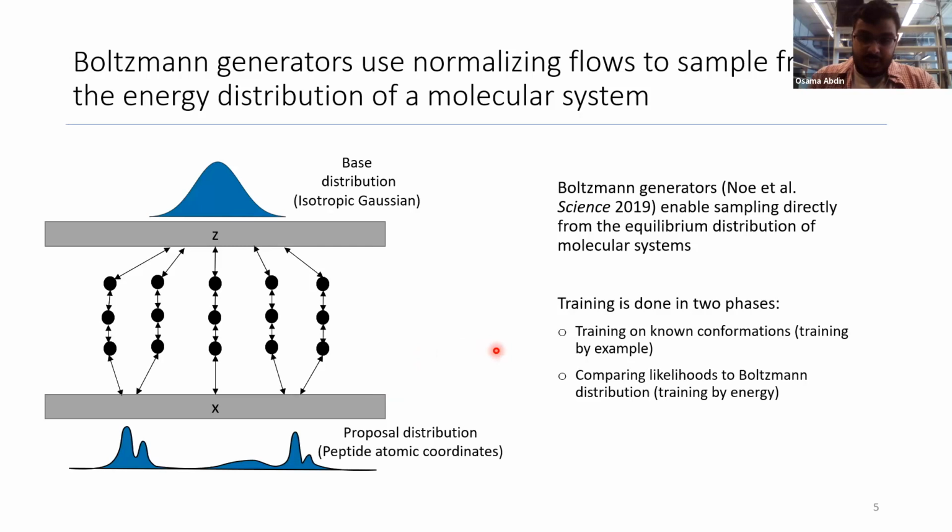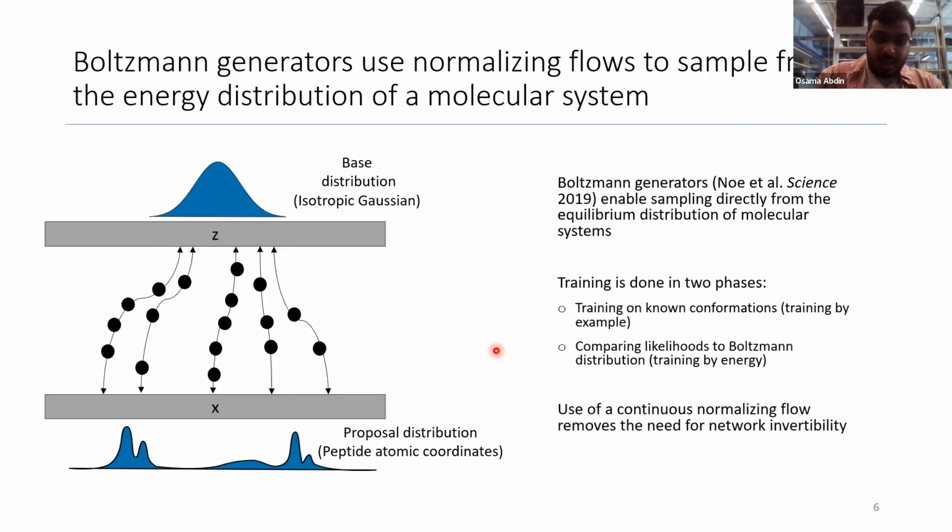The first is training by example, where the model is trained to match the distribution presented in a training data set of known conformations. And second is training by energy, where the model is trained to try and match a Boltzmann distribution parameterized by some physics-based molecular force field. To avoid the invertibility restriction that's present in canonical normalizing flows, PepFlow is trained as a continuous normalizing flow that instead learns the dynamics of an ordinary differential equation that can be numerically solved to go from your base distribution to the proposal distribution and vice versa.